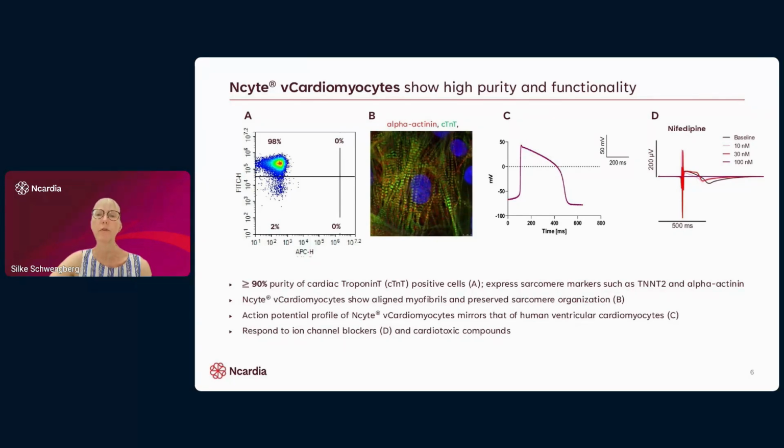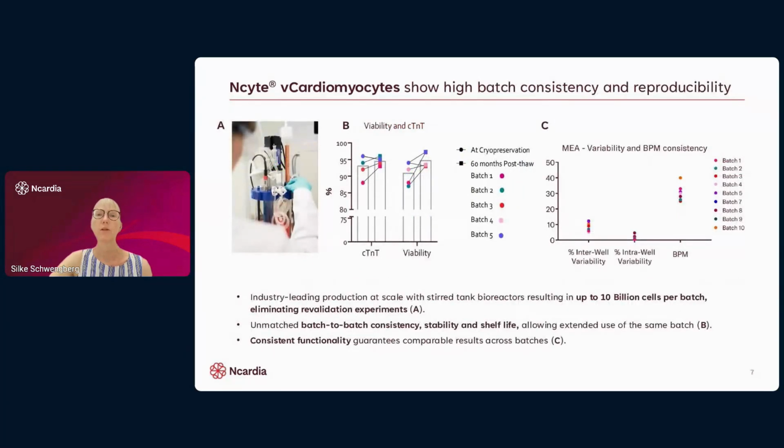Each and every batch of the cells that we produce here in-house is functionally QC'd before we release the batch. In this slide, I would just quickly show you the batch consistency and reproducibility. Our ventricular cardiomyocytes are all produced in stir tank bioreactors, and we can produce up to 10 billion assay-ready cells per batch, which means that if you, for instance, would ask us to produce a full batch for you, that would eliminate revalidation across different batches for your own in-house assays.